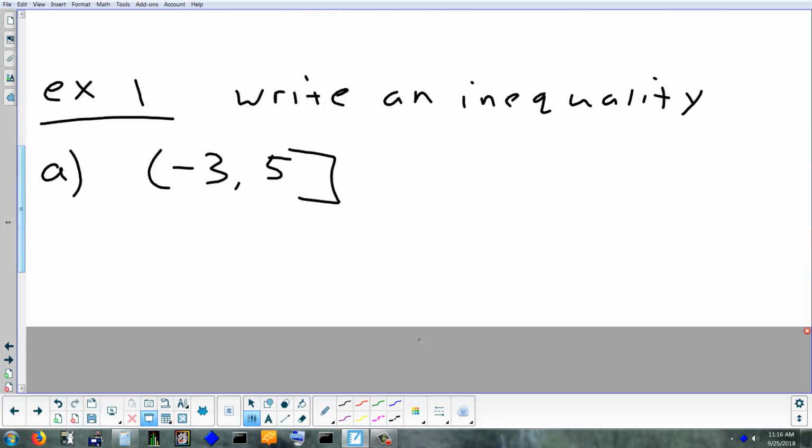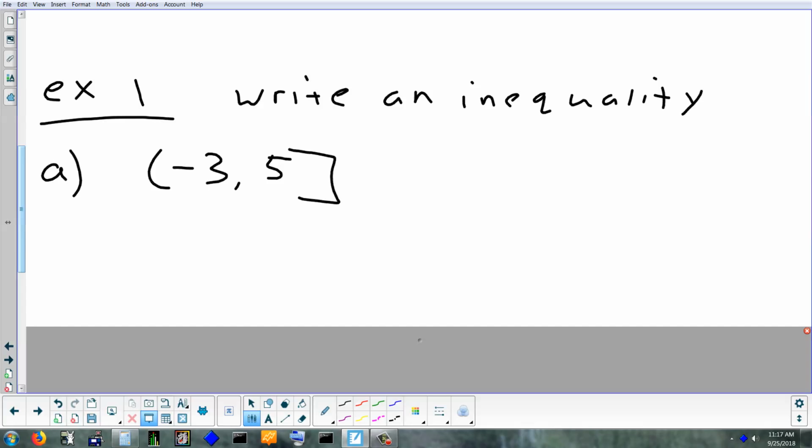Tori, what kind of interval is that? Half open. Can you be even more specific? I mean, it's half open on the left. I guess that's more specific, but I'm looking for one other term to describe that interval. It's bounded. So it's a bounded interval, half open on the left.